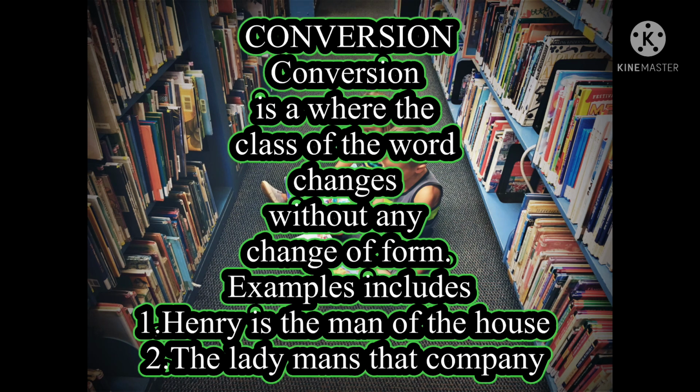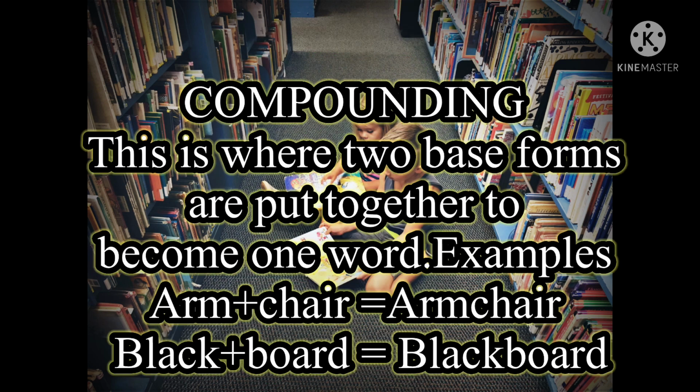Conversion is another type of word formation in English language, and it is where the class of a word changes without any change of form. An example of conversion is: Henry is the man of the house, where man acts as the noun in the sentence. Another type of word formation is compounding. Compounding is when 2 base forms are put together to become one word. Examples include arm plus chair, which is equal to armchair, and black plus board, which is equal to blackboard.